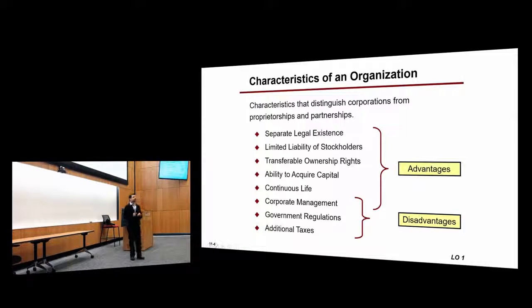Now, corporations have a couple of advantages over proprietorships and partnerships. Remember, partnerships are very similar to proprietorships, except that there is more than one owner. So for example, one of the advantages of corporations is that it is a separate legal entity that can have contracts in its own name. It doesn't have to be with the name of one of the partners. You also have limited liability of stockholders.